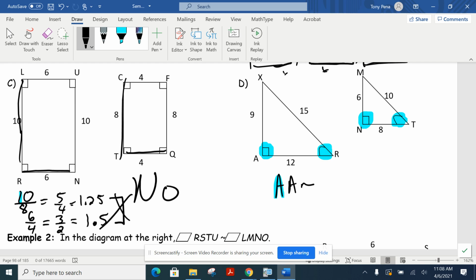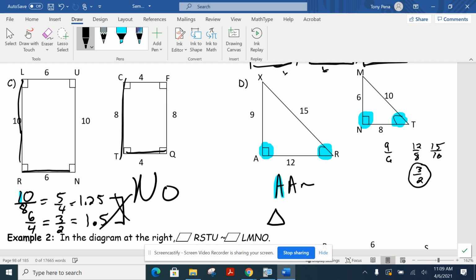Side, side, side is totally fine. If we would have done this, we need to kind of do it anyway here. Oh, I haven't been writing that. For our similarity ratio, we can definitely do that if you did like 9 to 6, 12 to 8, 15 to 10, those all reduce down to be 3 halves. So that's why side, side, side would work.